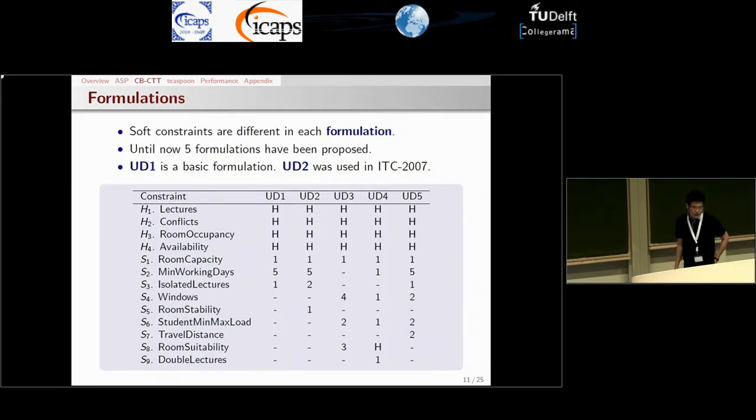In addition, in CB-CTT, soft constraints are different in each formulation. Until now, 5 formulations have been proposed. This is a table explaining the formulations. So it means that, for instance, UD1 has soft constraints S1, S2, S3, and their violation cost is 151. This is one formulation. But let's look at the soft constraint windows. In formulation 3, it has violation cost 4, but in formulation 4, the violation cost is 1. And in formulation 5, it has a violation cost of 2. So the definitions of soft constraints are different in each formulation. This is a characteristic feature of CB-CTT.